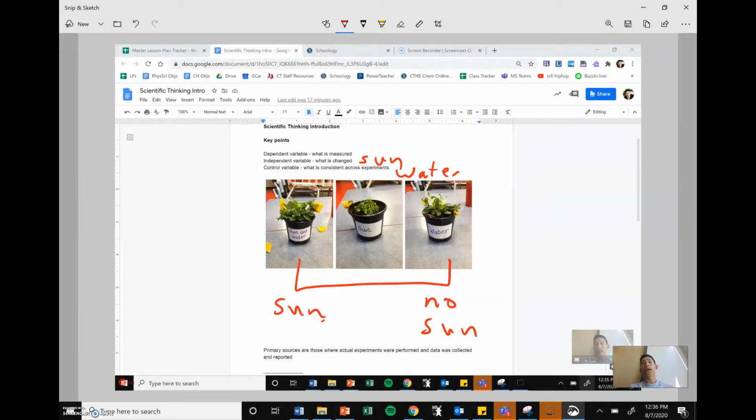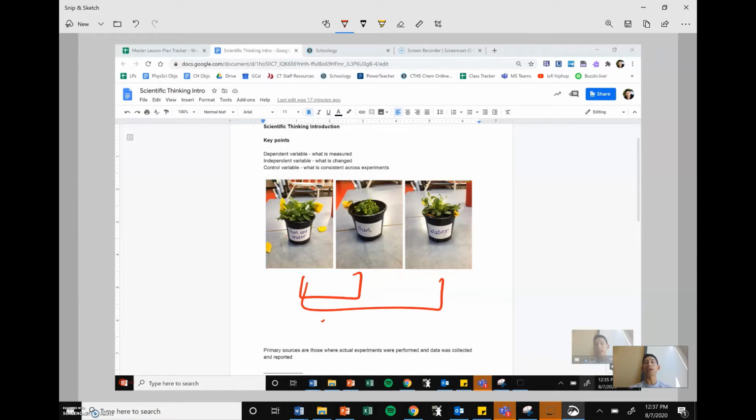The reason why scientists do experiments like this is to figure out, for example, in this case, what is the effect of the sun on the plant? In the first case, the first example we looked at, the question would have been, what is the effect of water on plants? Everything else is kept consistent. For example, here we're keeping the sun consistent. In the second case, we're keeping water consistent.